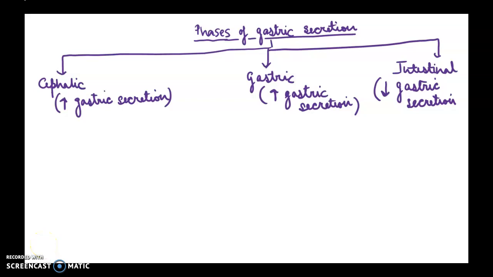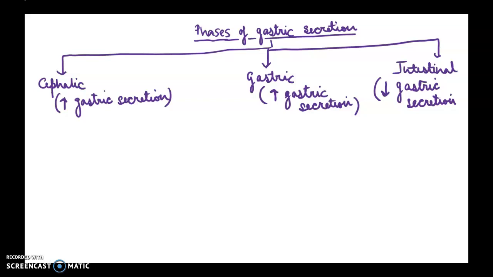All right, class. So, talking about different phases of gastric secretion. When we say gastric secretion, we are actually talking about stomach secretion. There are three main phases that we will talk about, and I have written down all three phases here. The first one is cephalic phase, which, as the name suggests, is controlled by the brain.